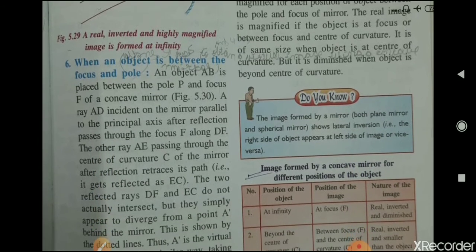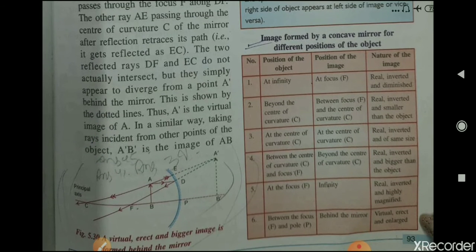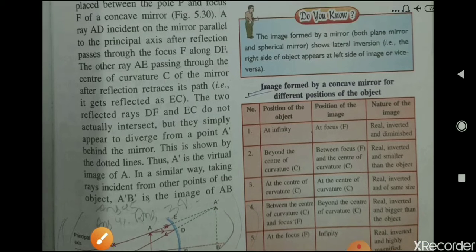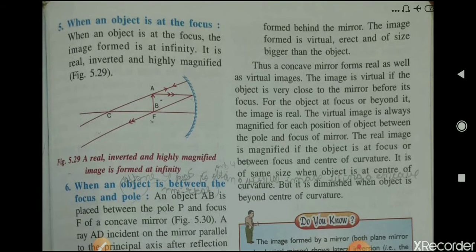Now sixth is when an object is between the focus and pole. So when the object is between the focus and the pole, okay, these reflected rays appear to come from this point A dash B dash, means they meet at this point here behind the mirror, A dash B dash. Okay, so in this case the image formed is behind the mirror, and the image is virtual, erect, and the size of it is bigger than the object.